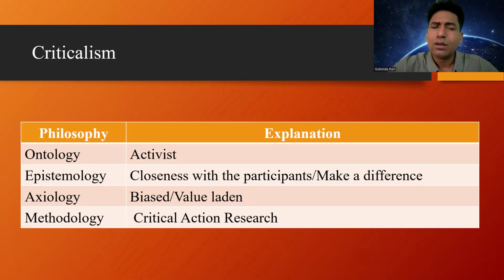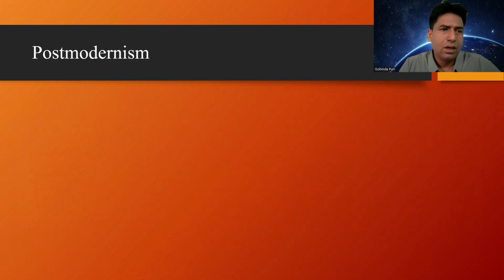Under the epistemology, closeness with the participants. You be close with the participant. You get involved in the field, and be a participant within the field. This is what it believes. Criticalism believes that you should be one part of the participants. So under the axiology, it is also biased and value laden, because what you value matters in this research. And the methodology, critical action research. Critical action research comes under the criticalism. Let's go to the next one.